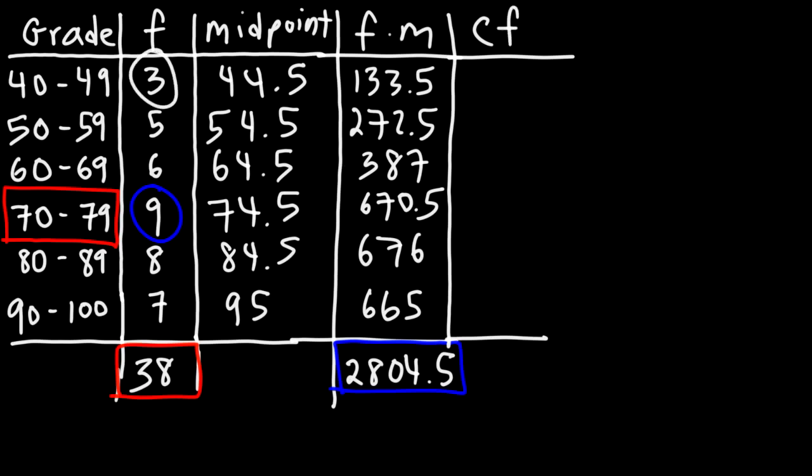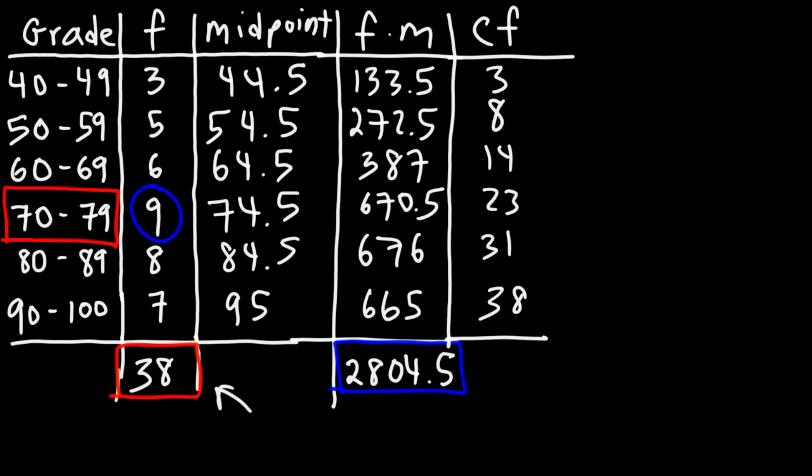We're going to start with this number 3, and then we're going to add 5 and 3 together, which will give us 8. Then we're going to take this number, add 6 to it. That's going to be 14. And then we're going to add 9 to 14, which gives us 23. And then 23 plus 8 is 31. And then 31 plus 7 is 38. So we get this number because there are 38 students.